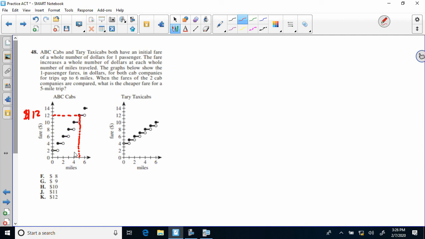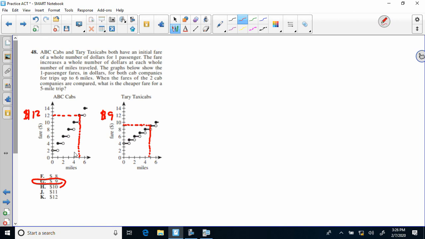And if I did the Terry taxi cabs, 5 is right here. I go up until I find the solid dot, and then I go over, and I say that one's going to cost me $9. So which is the cheaper fare? The Terry taxi cabs is less money. So on 48, I'm not even on the right page. Oh, and they wanted to know what the cheaper fare was. It's the $9 right there, because one was $12 and one was $9.